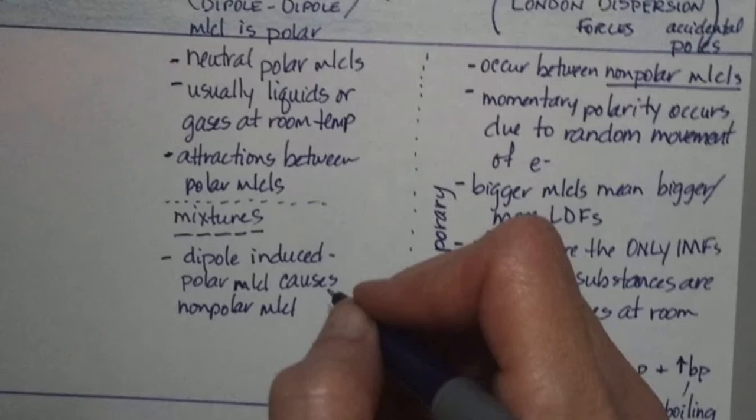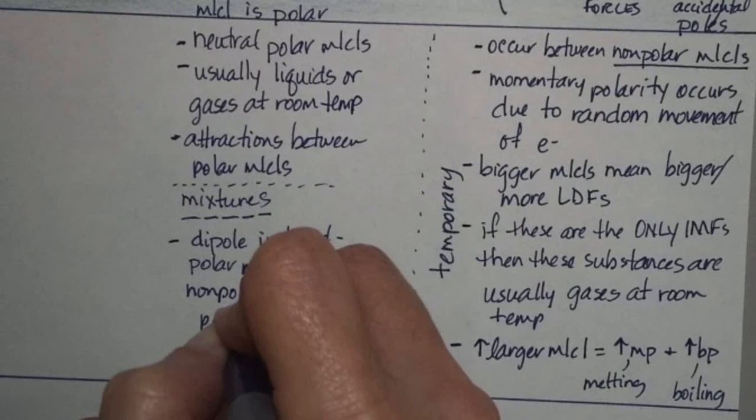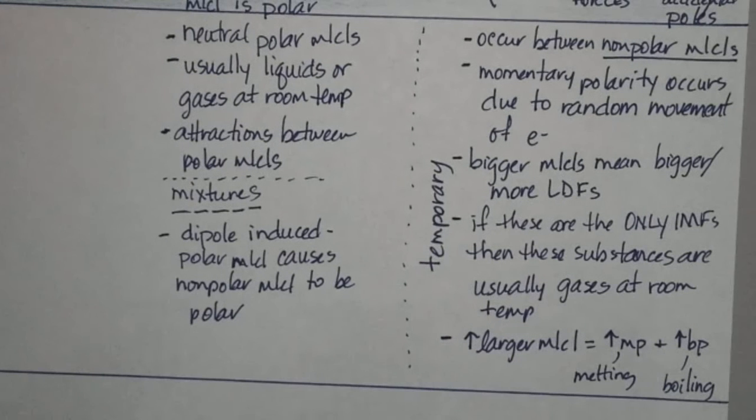So dipole-induced, again, that's one of those that I wouldn't have taught, but it popped up on the test, so there it is. And then the other one is the ion dipole. And this is an attraction between an ionic compound and a covalent compound.